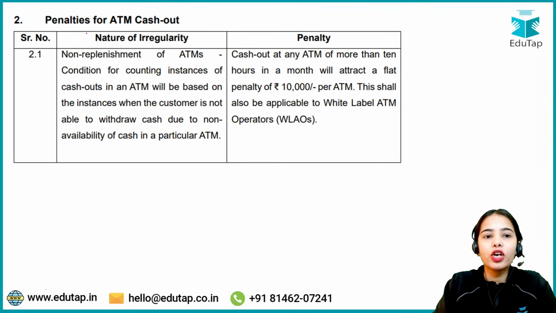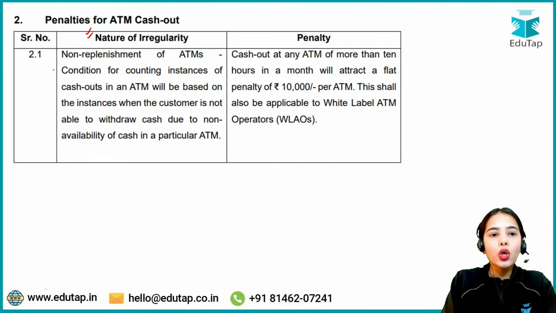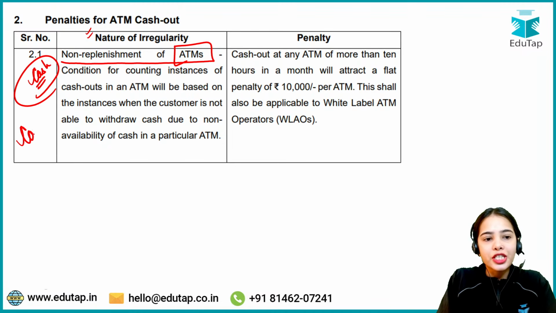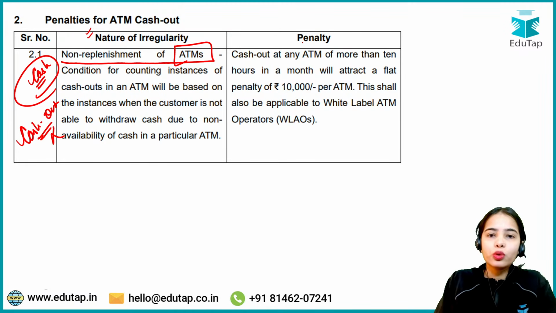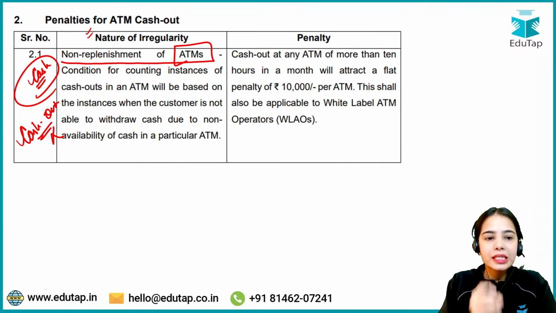Next is penalties for ATM cash out. ATM cash out is basically when you go to the ATM, the ATM is working, but the cash is not available in the ATM. So this is non-replenishment of the ATMs with cash. Even though the ATM is fully functioning and there is no problem with the ATM, there is still cash out.